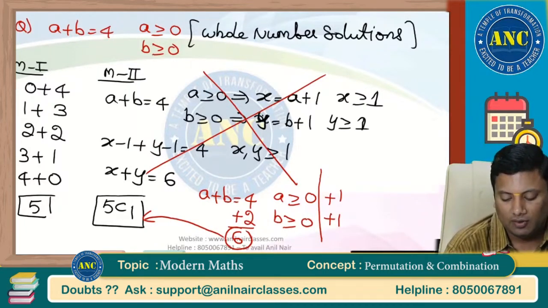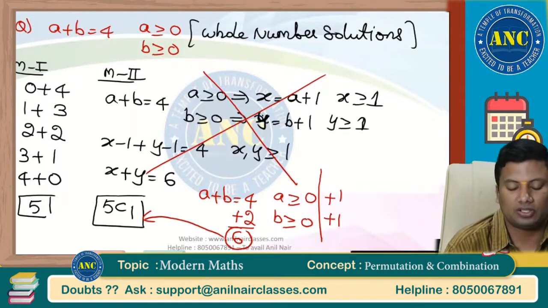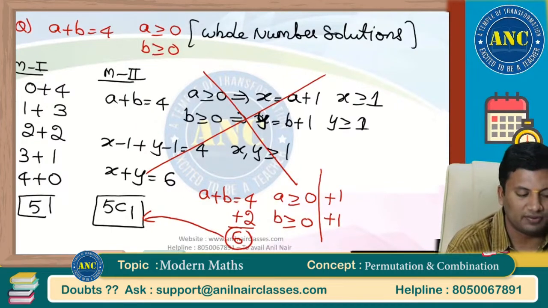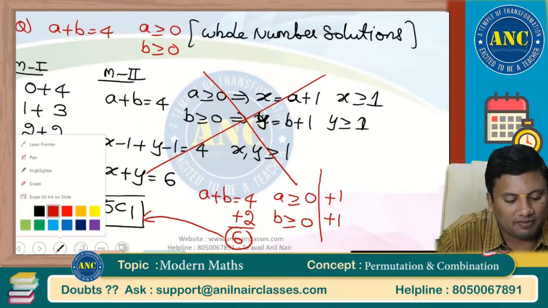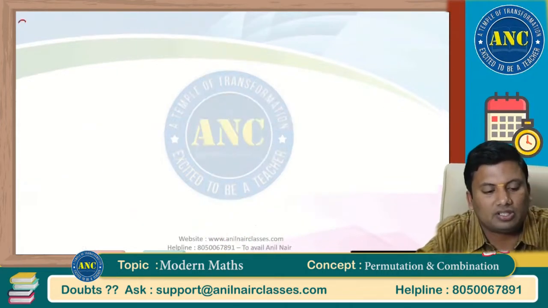1 and 1, 1 plus 1 is 2. 4 plus 2 is 6. 6, it is nothing but, answer is 5C1. Make the variables start from 1.